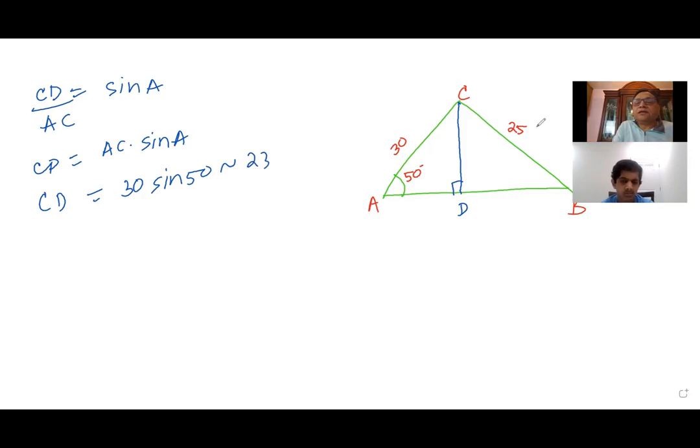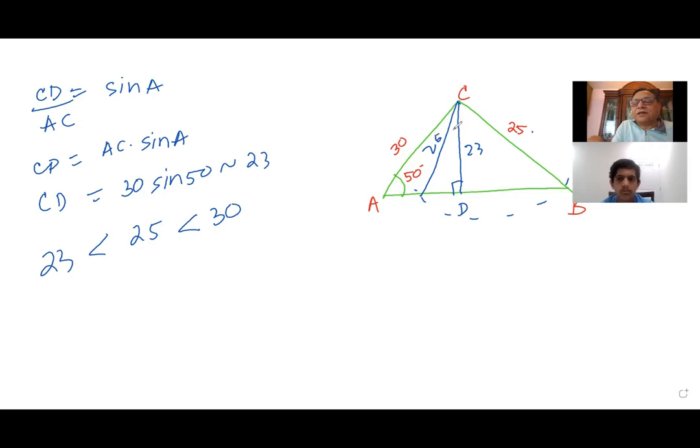Since this side, 25, is greater than 23 and less than 30, this is approximately 23, and this side is 25. So I could have a triangle like this. Do you see that? I could also make a triangle like this, where this is also 25.